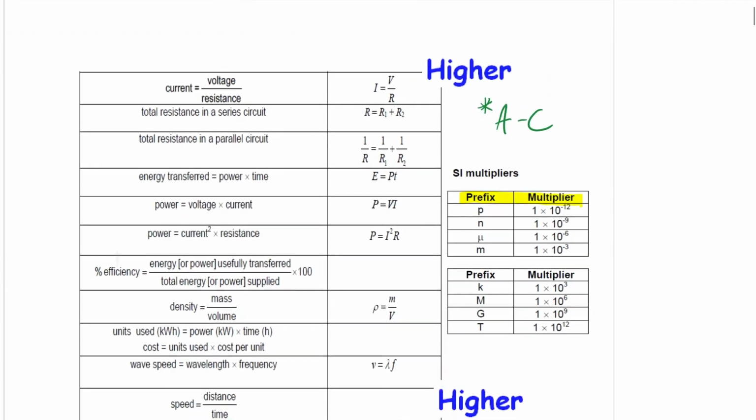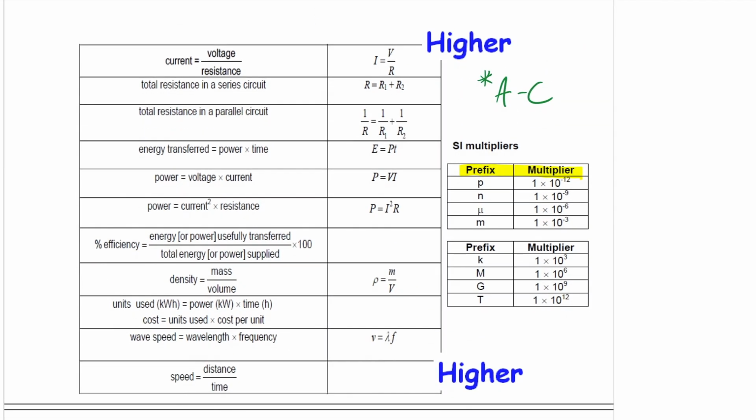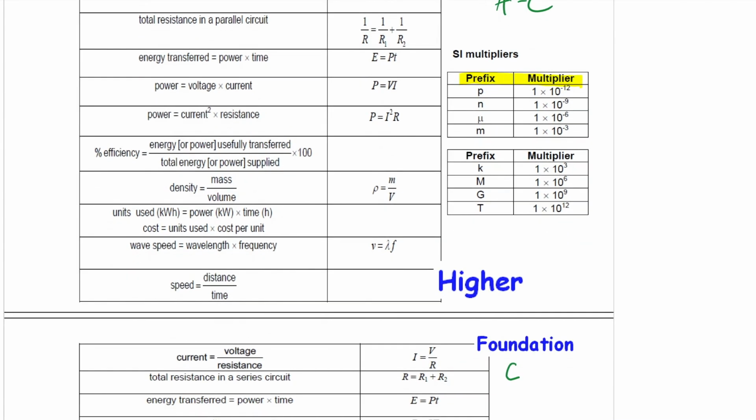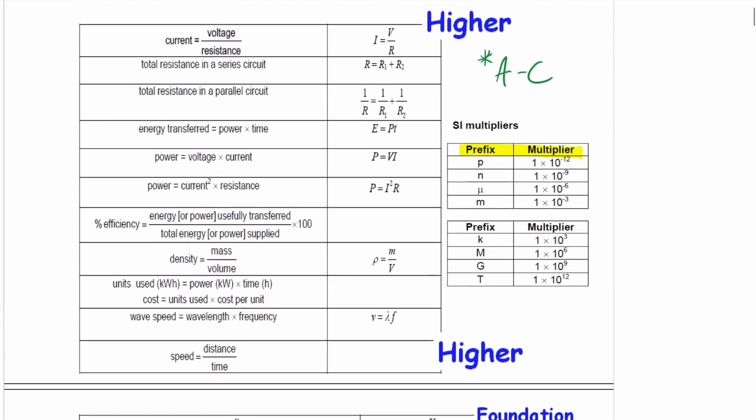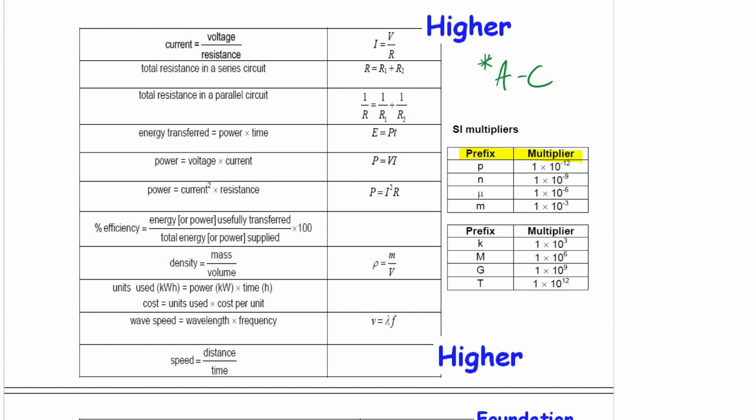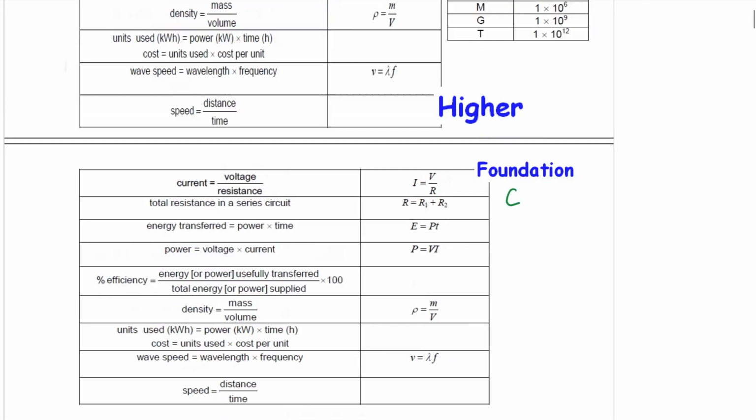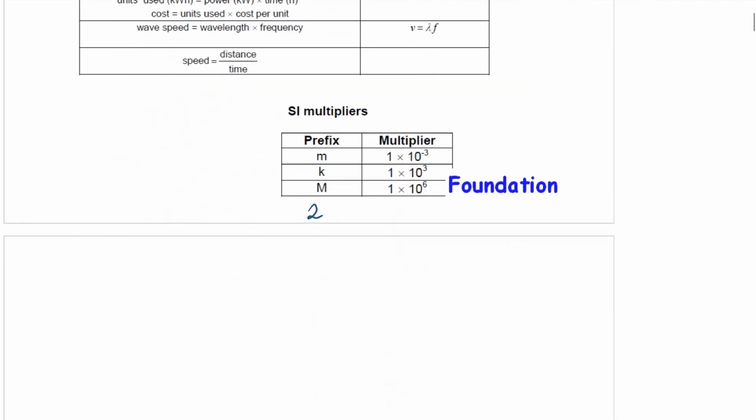But before we get on to that, you notice we've got higher and foundation. So for higher tier, you can get from an A star to a C, for foundation to a C. Now, there are slight differences in the syllabus for higher tier and for foundation tier pupils, which we'll explain as we go along. And there are usually more equations to have to learn for higher tier. Hence the 2 different tables.